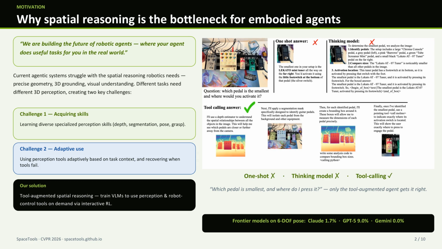First, acquiring skills. The model needs diverse specialized perception capabilities. Second, adaptive use. It has to pick the right tool for the task and recover when tools fail. Our answer is tool-augmented spatial reasoning, training VLMs to use perception and robot control tools on demand, via interactive RL. The figure on the right shows what this unlocks. Only the tool calling agent answers which pedal is smallest, and where do I press it, correctly.